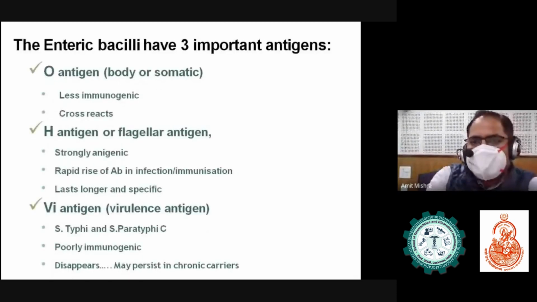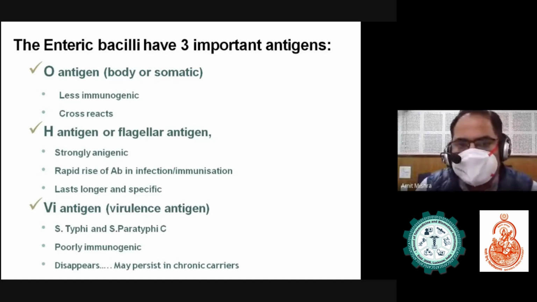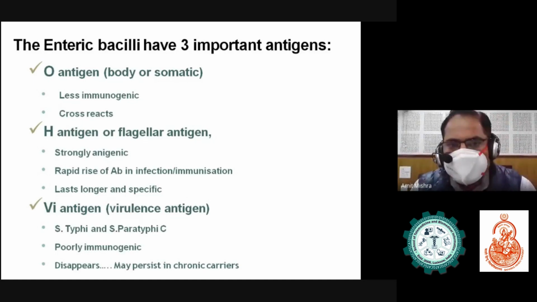The bacilli have three important antigens. First is the O antigen, which is less immunogenic but also cross-reacts. It is found on the body, or somatic. Then the H antigen, or flagellar antigen, which is strongly antigenic, with a rapid rise of antibodies in infection or immunization. It lasts longer and is specific. So you can know that the H antigens are specific and are basically flagellar antigens.